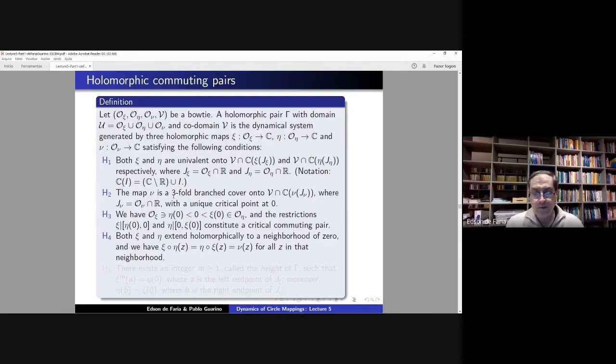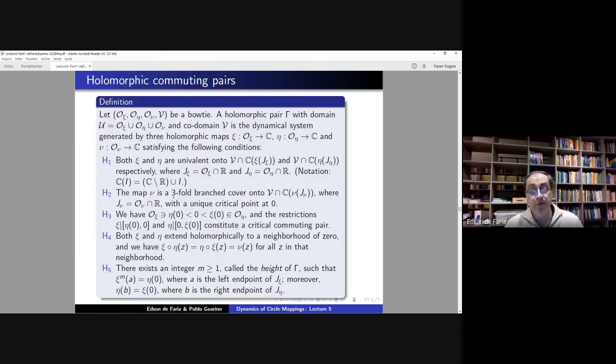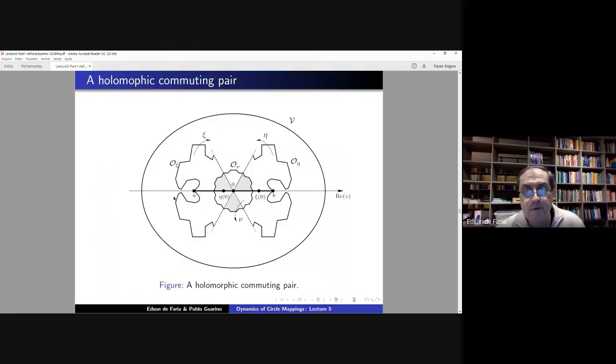And there are some topological invariants. There's something called the height, which I'm not going to go into. And there's also a rotation number. You can look at this critical commuting pair psi, eta on the real line, and you can look at the rotation number of the map that it defines on the circle. So here's a picture, since it's easier to represent things by a picture. You have these maps psi and eta, and psi is mapping this whole domain O sub psi on the left, which has these two symmetric parts, okay?